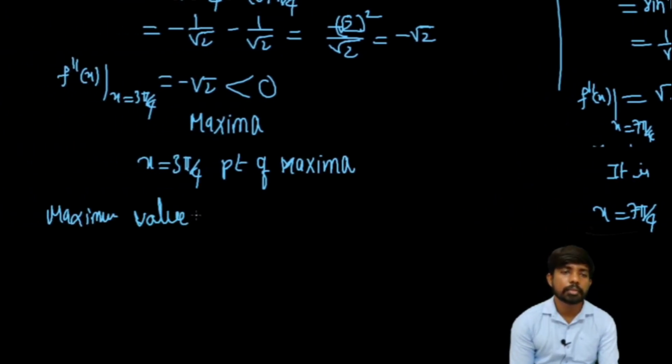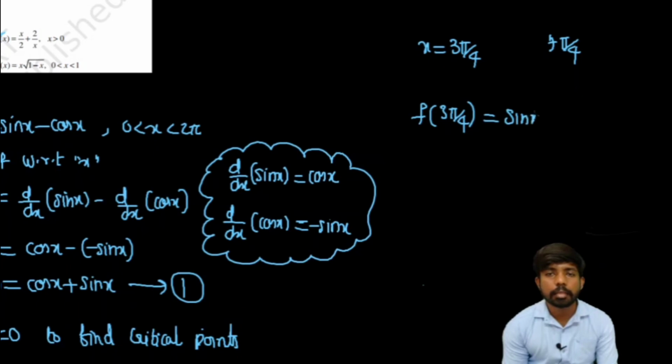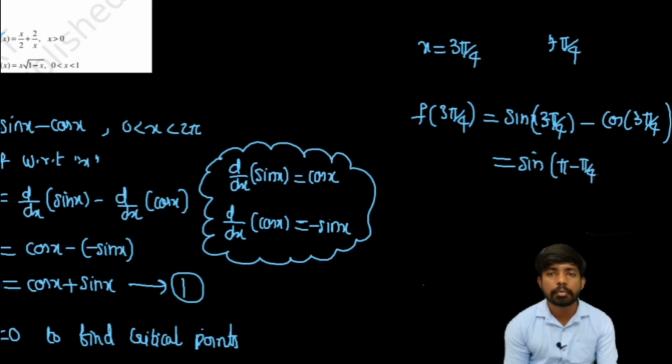Maximum value: we have to find f of 3 pi by 4. Substitute in the function. x is equal to 3 pi by 4 is one value and 7 pi by 4 is the other value. f of 3 pi by 4 is sin x minus cos x, so sine of 3 pi by 4 minus cos of 3 pi by 4. Already I discussed how we can write 3 pi by 4 as pi minus pi by 4, in the same way cos of pi minus pi by 4.